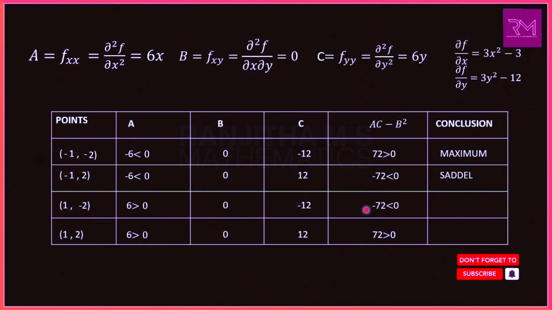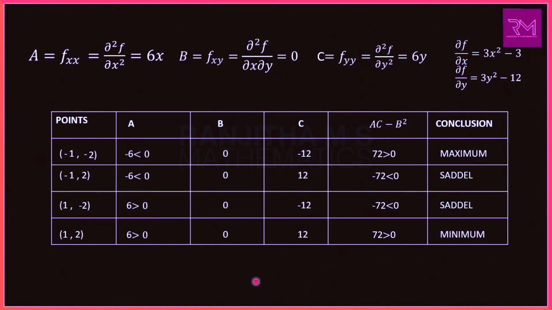Similarly, for the point (1, -2), AC minus B square is less than 0 and A is greater than 0. Hence we conclude that the given function has a saddle point here also. For the last point (1, 2), AC minus B square is 72, which is greater than 0, and A is also greater than 0. Both are greater than 0, so we get a minimum value for the function f of x, y.